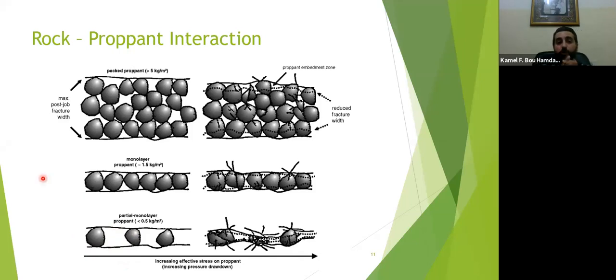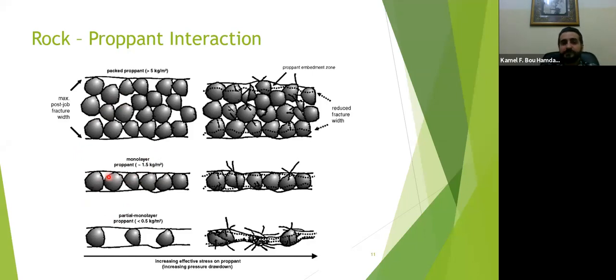In terms of lowest conductivity, it's going to be the monolayer one. So the monolayer is just a single layer of proppants close to each other. So you can see the pore spaces, they are very few. Compared to the packed proppant, here we have more pore spaces or voids between the proppants. Therefore, this is going to have a higher fracture conductivity than the monolayer case. So first it's partial monolayer, then it's the packed or the multi-layer, and after that it's going to be the monolayer having the lowest conductivity.